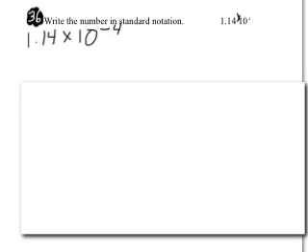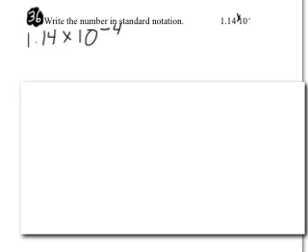Okay, number 36. Write the number in standard notation. The number is 1.14 times 10 to the negative 4. All right, to explain this, I'm going to give a brief rundown of scientific notation, because this is in scientific notation.